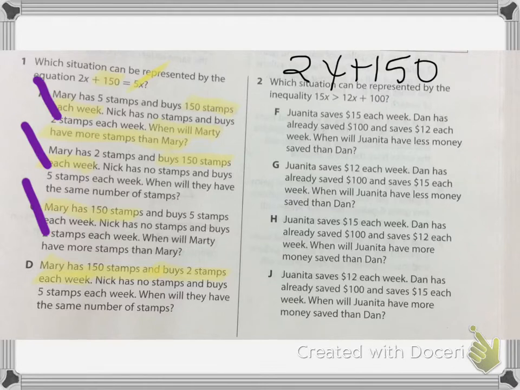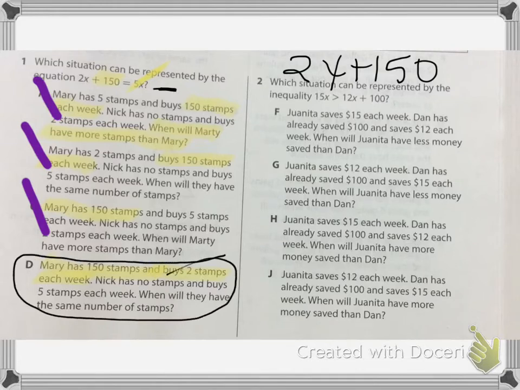Nick has no stamps, so I have nothing added here to this side of the equation, but he buys 5 stamps each week. When will they have the same number of stamps? So D matches my equation, and that is my answer choice. So now let's take a look at number 2, that deals with inequalities.